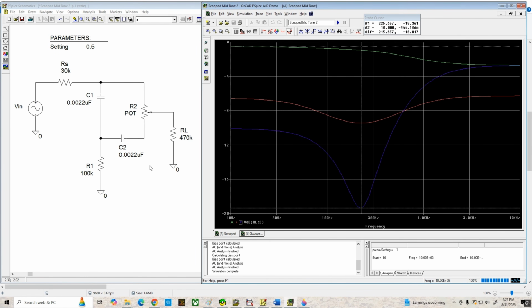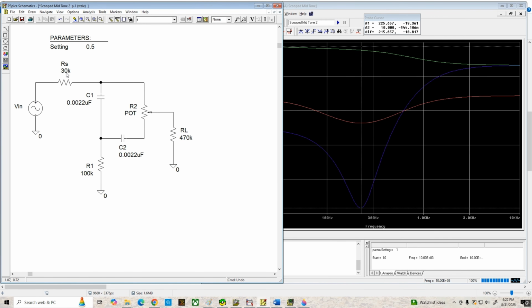Another thing that I mentioned earlier about this tone control is that its characteristic curves are relatively independent of the value of RS. Here we've got 30K ohms, which is a pretty high value, and that might be what we'd get if we had a 12AX7 based common cathode amplifier driving this circuit. Now, if we were to switch to, say, a 12AU7, we'd probably get an RS value more like 5,000 ohms. So let's change this to 5K ohms and see what effect that has on the curves over here.